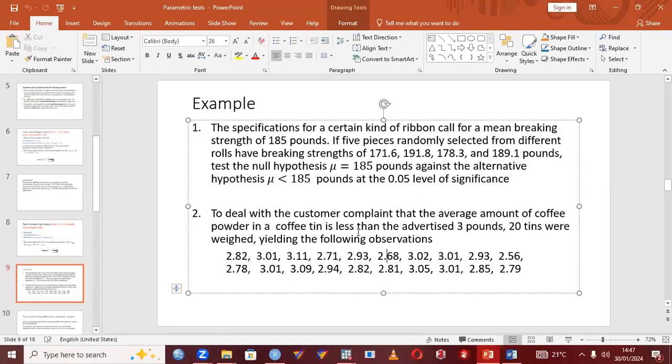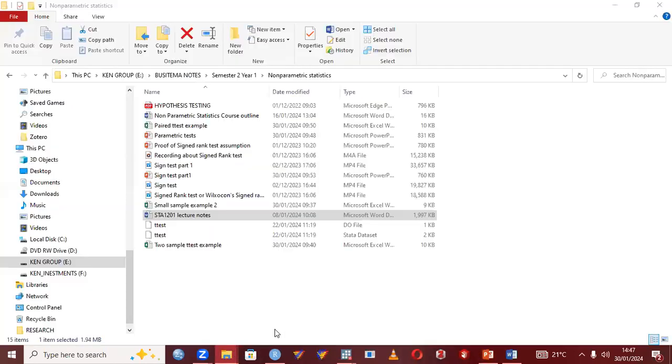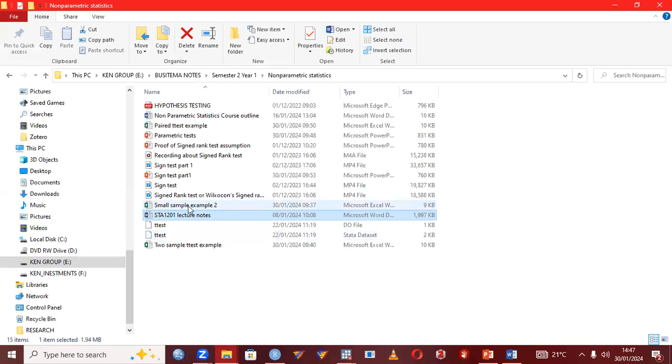I shared with you some Excel file. I don't know if you saw it. It was called, let me see, I think it's this one, Small samples example. Did you receive it on WhatsApp?